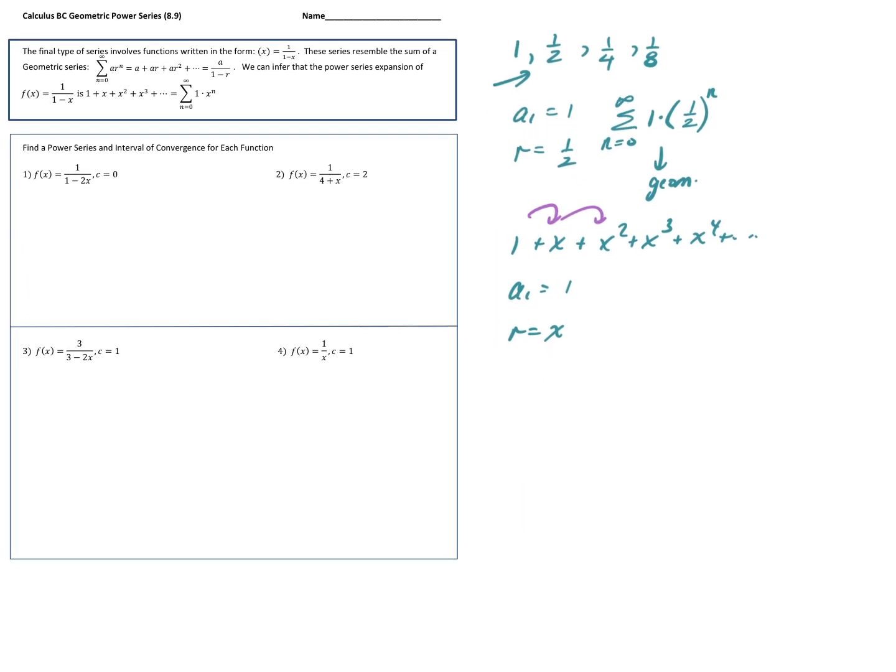So I could actually put this into a series summation here. So n equals 0 to infinity. I could say a sub 1 times my r raised to the nth power. When you expand it out, you're going to get that, okay?